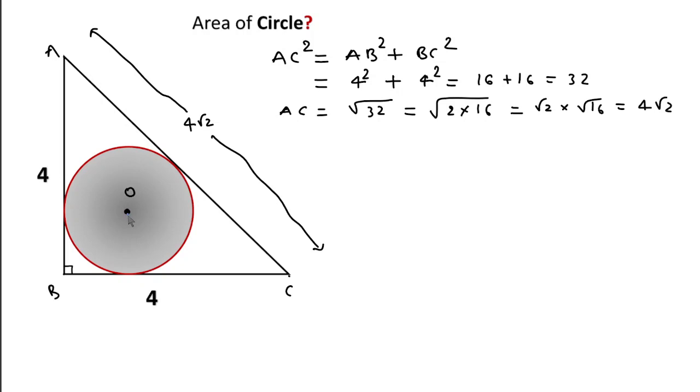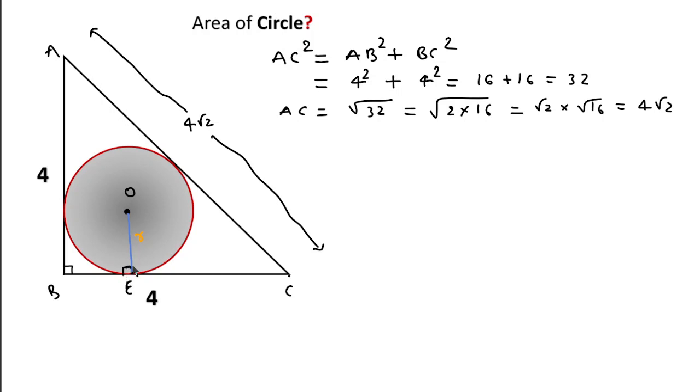Now I will consider the center of this circle as, let's suppose, O, and if we draw a perpendicular line segment like this, and consider this point as E, then OE will be the radius of the circle, and we know the radius is always perpendicular at the point of tangency. Since BC is the tangent and E is the point of tangency, so this will be perpendicular.